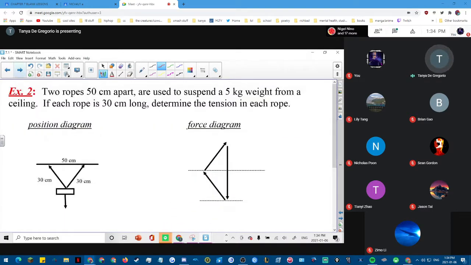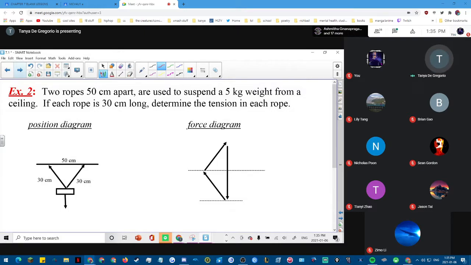All right, let's look at an example of this type of question. We have 2 ropes that are 50 centimeters apart, and they're being used to suspend a weight of 5 kilograms from the ceiling. So something that weighs 5 kilograms is hanging from a ceiling, and hence it's not moving, right? It's just hanging there in the middle. So we need tension. If each rope is 30 centimeters long, determine the tension in each rope.